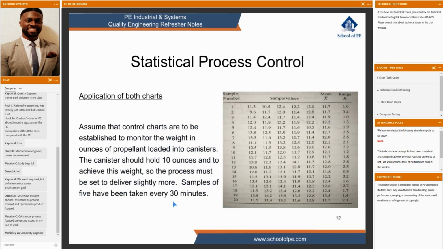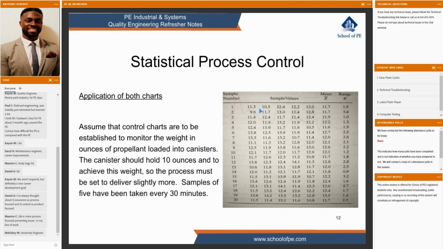So we have an example. We're going to be able to apply both charts. So assume that control charts are to be established to monitor the weight in ounces of a propellant that is loaded into various canisters. The canister is supposed to hold 10 ounces of the propellant. And in order to achieve the 10 ounces, the process must be set to deliver slightly more. So we have samples of 5 that were taken every 30 minutes.